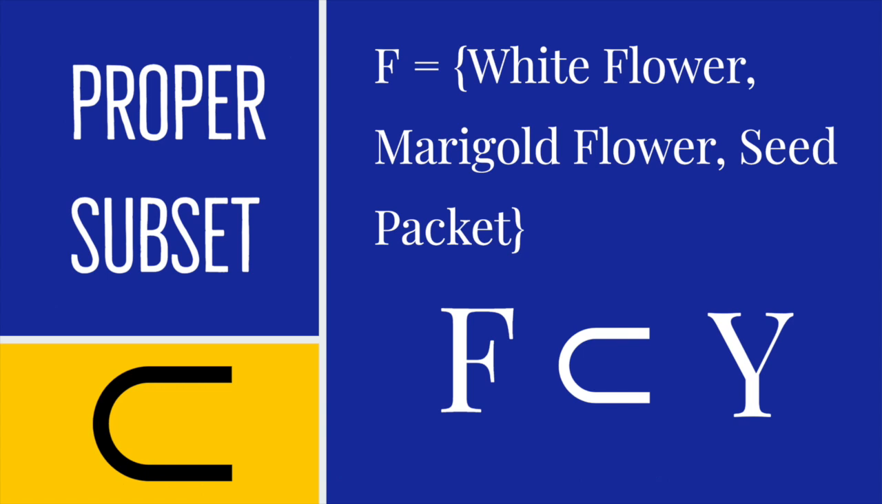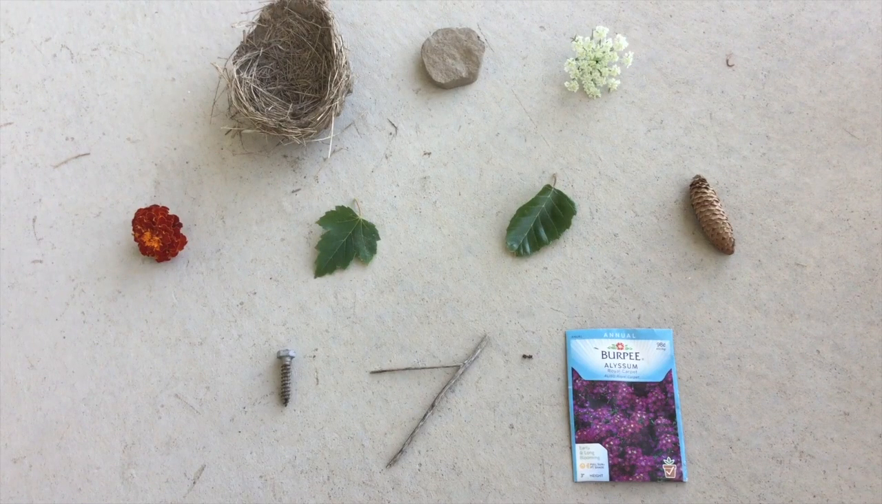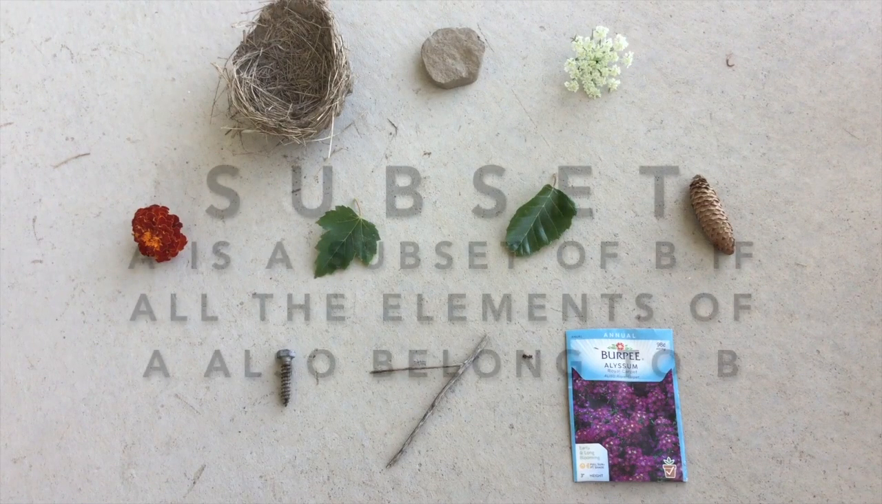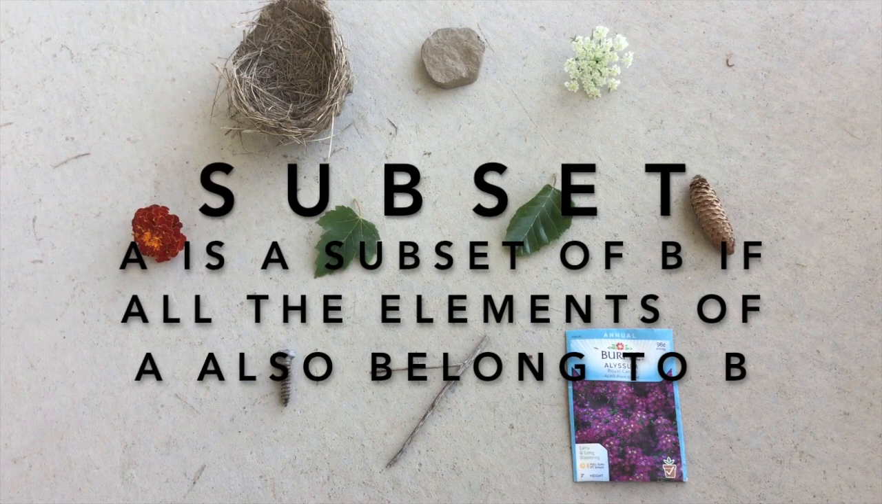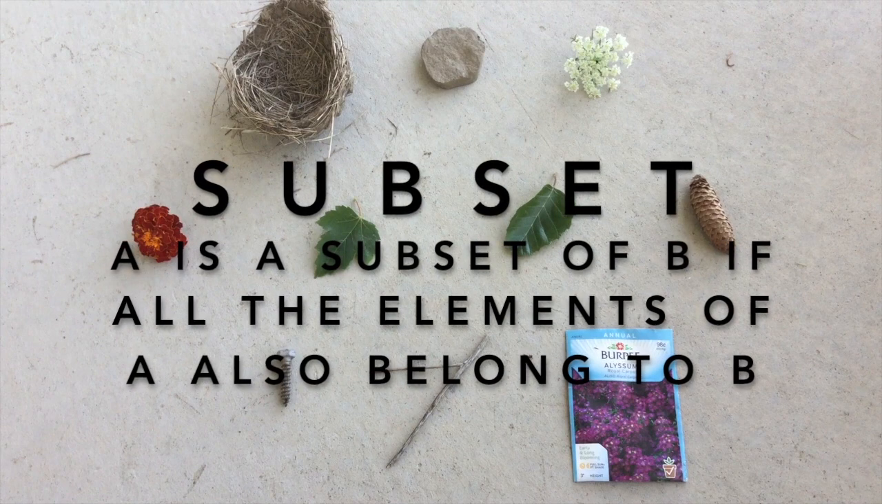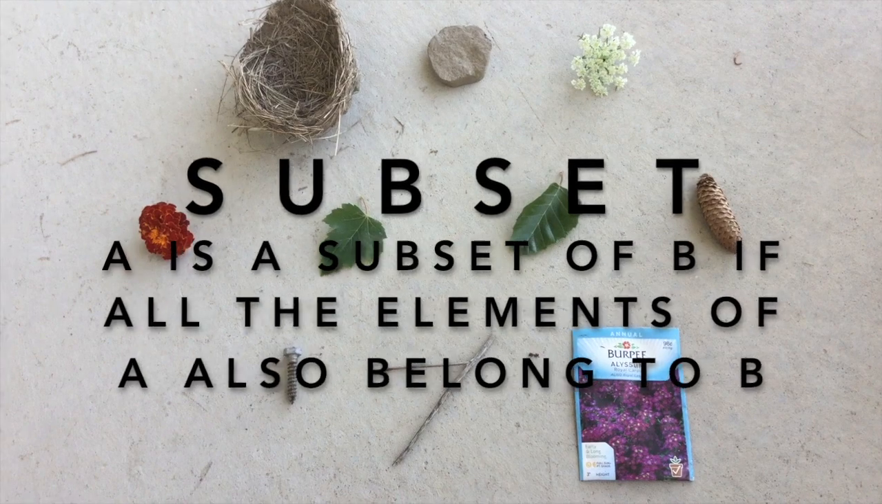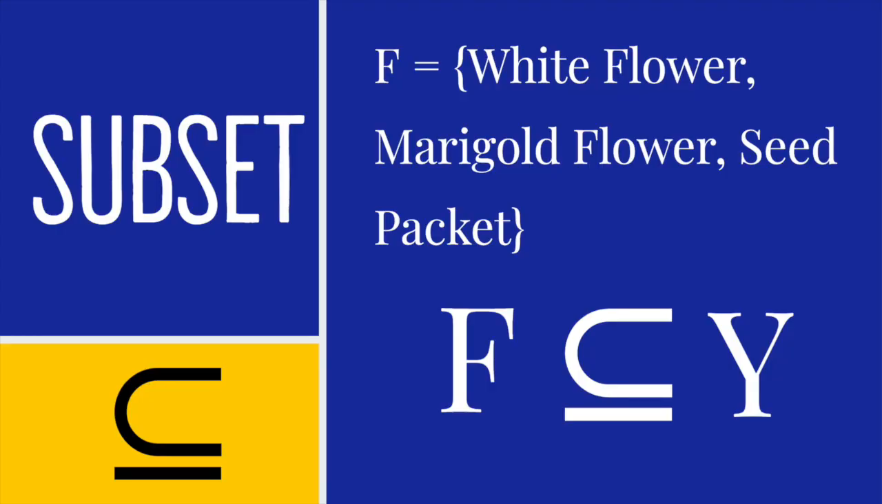The symbol for a proper subset is a sideways U, and this is how we would write that the set F is a proper subset of Y, meaning F is contained within set Y. We can also just refer to something as a subset without the word proper in front of it. Set A is a subset of set B if all the elements of A also belong to B. The subset symbol adds a part of an equal sign underneath the proper subset symbol.